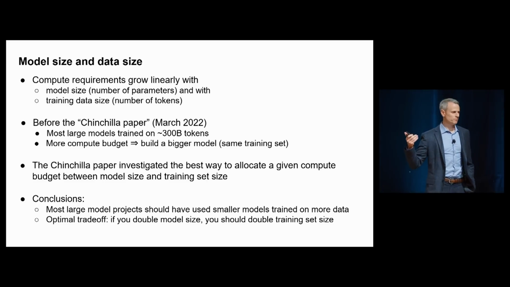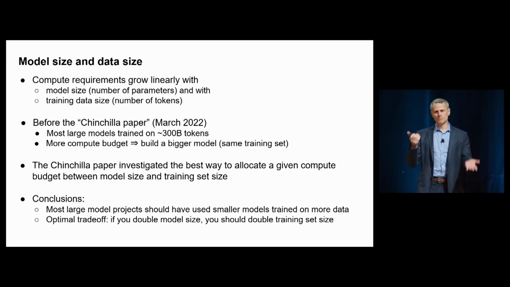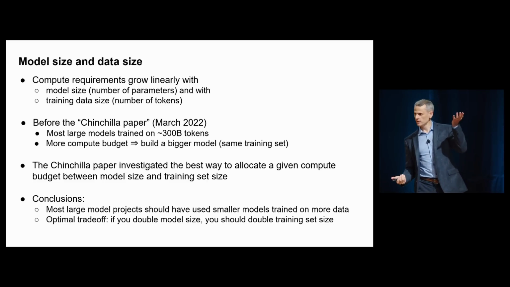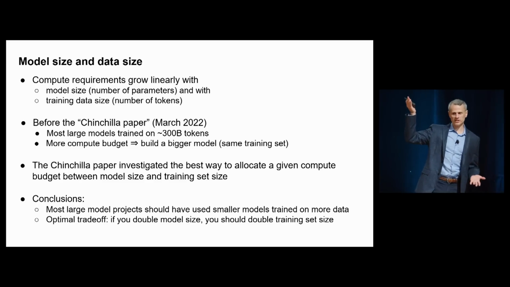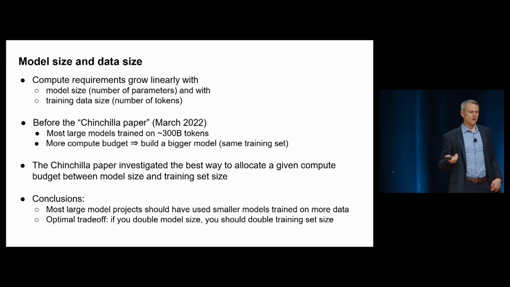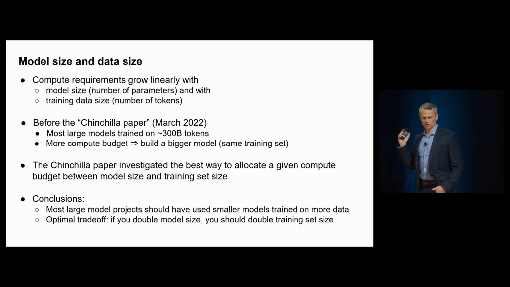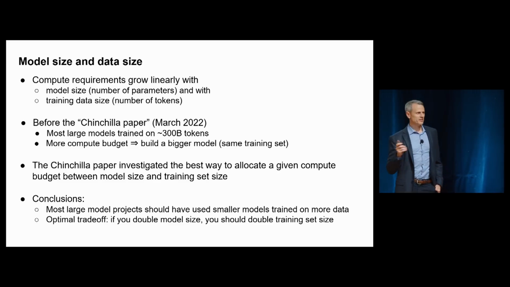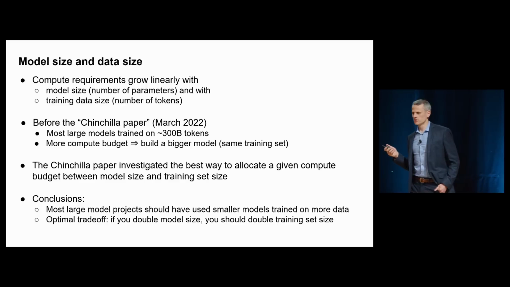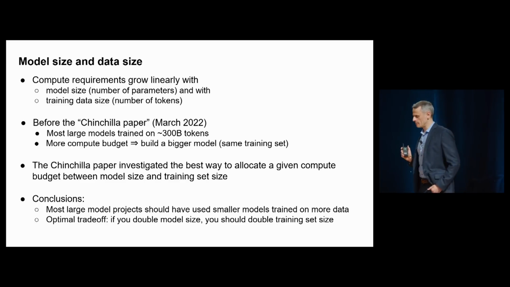So for a fixed compute budget, you kind of have a choice. Should I make a bigger model and train it on less data, or make a smaller model and train it on more data? So until this very influential paper was published in early 2022, the answer to that question was build a bigger model. Don't worry about the data.